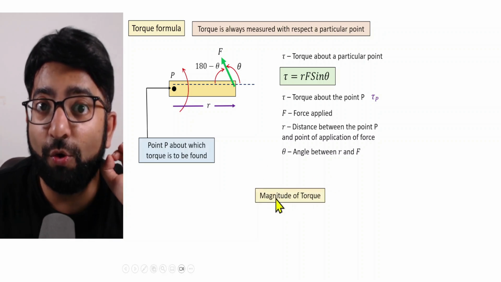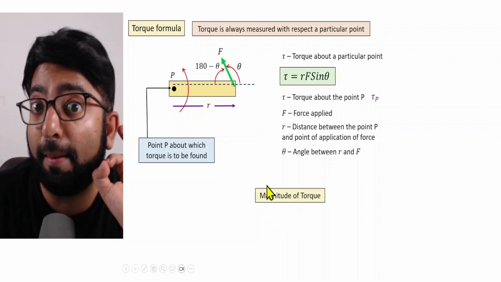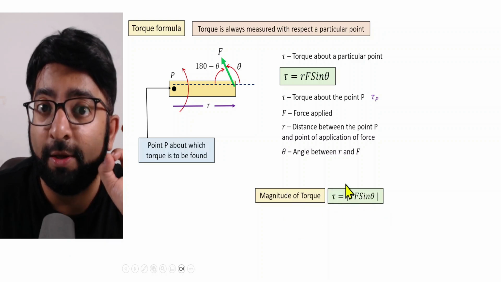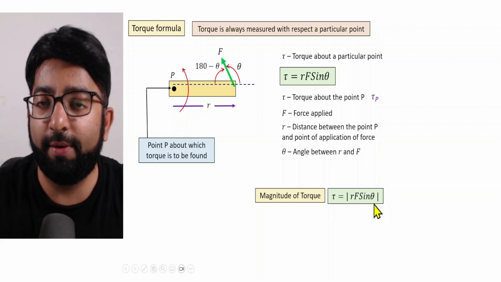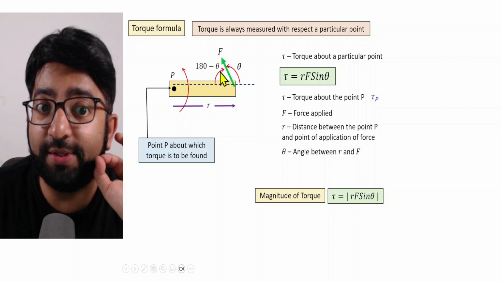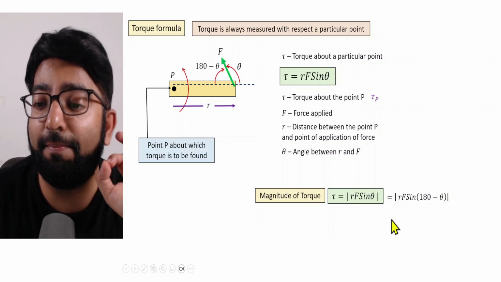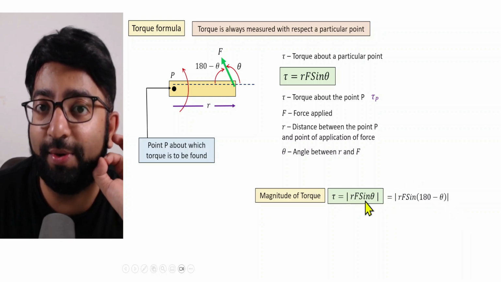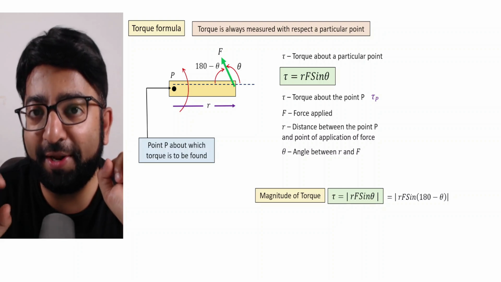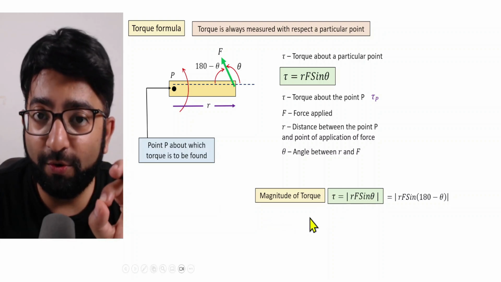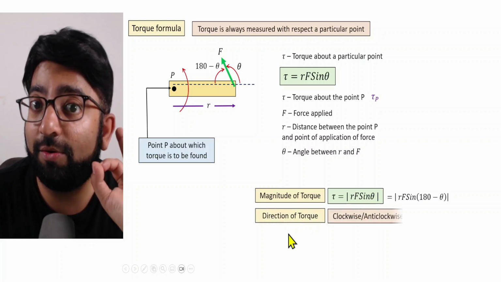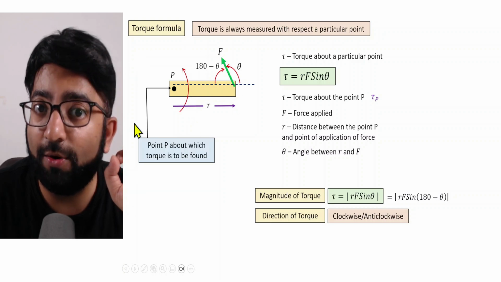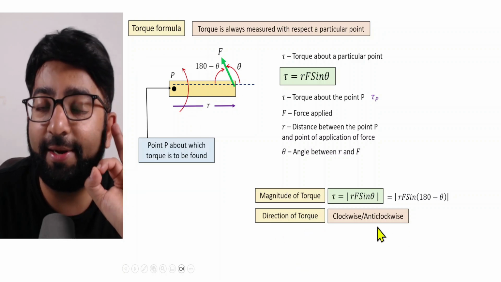Let me explain how. Whenever in the questions we have to find only the magnitude of torque, we will use the formula |R F sine theta|, with the mod sign. Now, instead of theta, if we use 180 minus theta, even then the magnitude will be the same because sine of 180 minus theta and sine theta are actually equal. This is from the basics of trigonometry in maths. So this was the magnitude of torque, and the direction of torque is either clockwise or anti-clockwise. In this case, this object is rotating in the anti-clockwise fashion, so we can say the direction of torque is anti-clockwise.